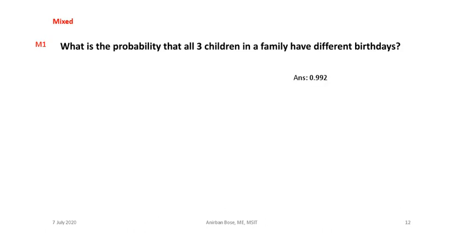Now coming to this problem, what is the probability that all 3 children in a family have different birthdays? Okay, so what are the total number of possible situations that 3 children may have birthdays? The first child may have a birthday on one of the 365 days. The second child may also have a birthday on any one of the 365 days, and the third child may have a birthday on any one of the 365 days.